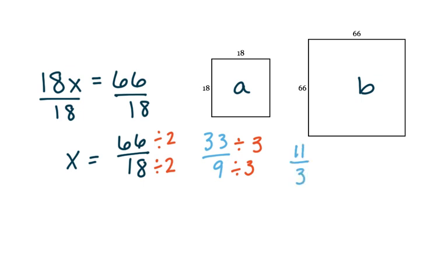So if I multiply 18 by 11 thirds, I am going to end up with a value of 66. Thinking about this scale factor, 11 thirds is greater than 1, so that means I am trying to get a square that's bigger, which is a way that we can look back and decide if we have done it correctly. I'm expecting a number that's greater than 1, and 11 thirds is greater than 1. If I wanted to check my work, I would multiply 18 by 11 thirds, and that does indeed give me a value of 66.